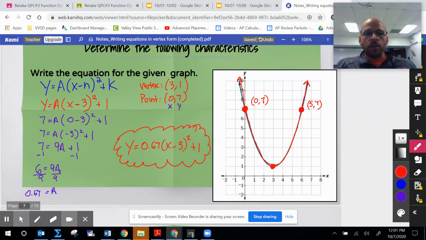So here's the steps that we need to do. 1, make sure you know vertex form. 2, make sure you know where the vertex is and a point. 3, I'm going to plug in the vertex. I'm going to plug in the point. And then solve for a and get your answer.